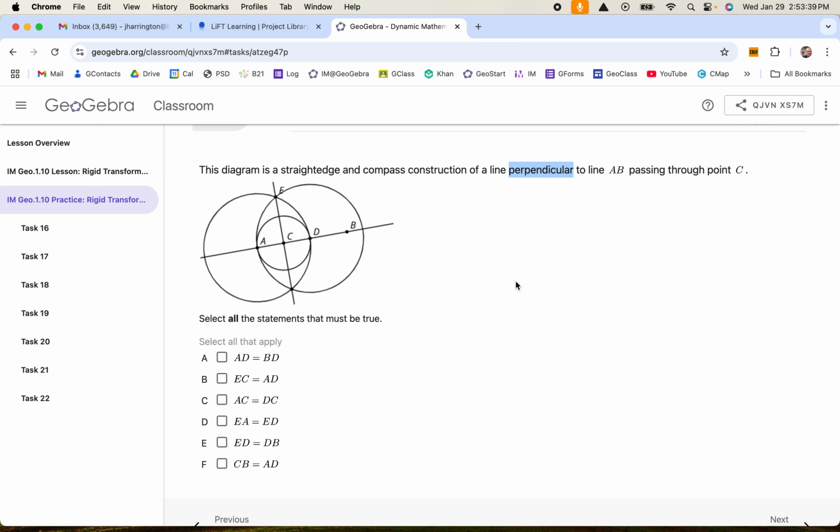Check out which of these must be true and answer the question. Go through each one, see if each one is true. If it's true, check it. If not, leave it unchecked. That's it.